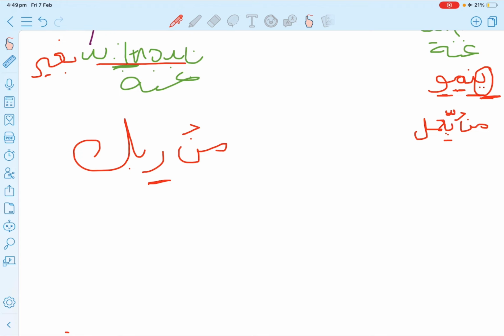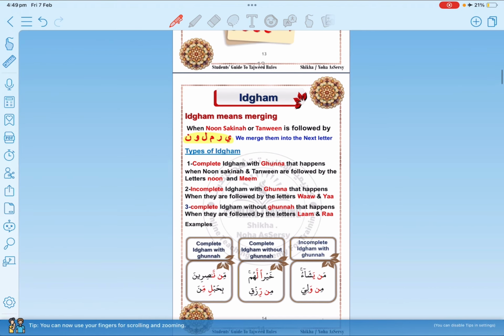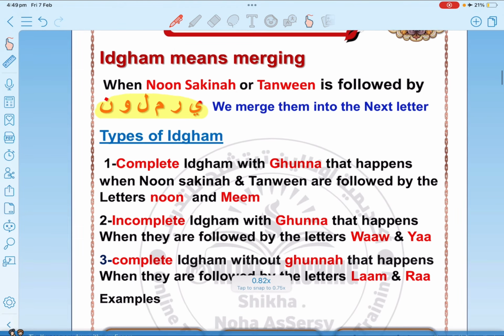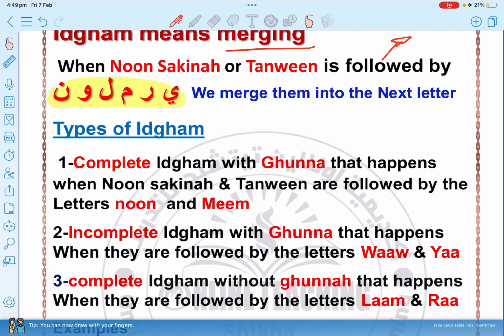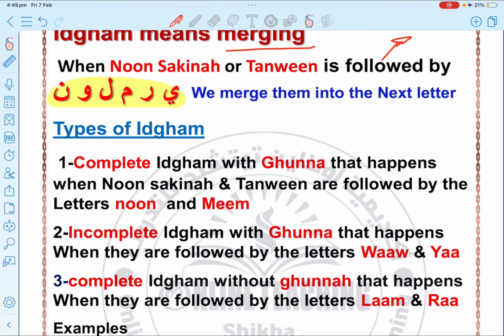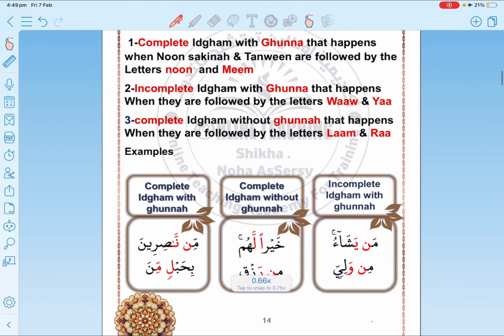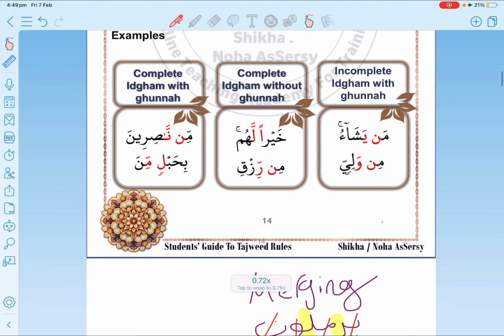Okay, let's see now what's written in the book. Idgham means merging. When noon sakina or tanween is followed by one of these yarmalun letters, we merge them into the next letter. Types of idgham: as we said, there are 2 types, with ghunnah and without ghunnah.